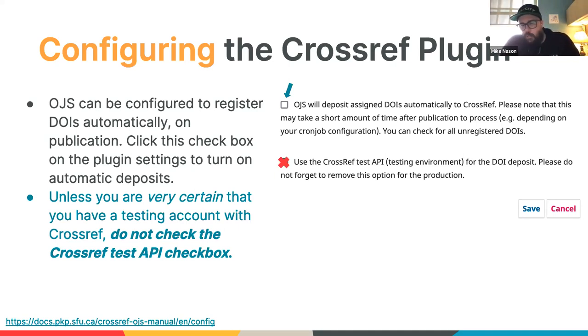There's another setting on this page, depending on the version of OJS you are using, that will mention using the Crossref test API. Unless you are very, very sure that you have a testing account with Crossref, do not check that box. Some people just check off all the boxes, assuming that they want all the options. But if you check this and you don't have that configured the way you mean to, it will be bad and your plugin won't work at all. When you're done, click the save button at the bottom and you can move on. Now your Crossref plugin is configured.